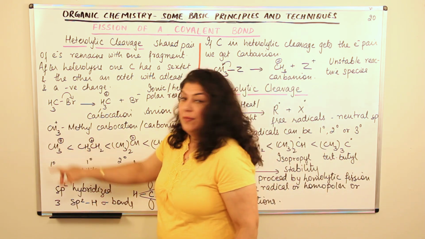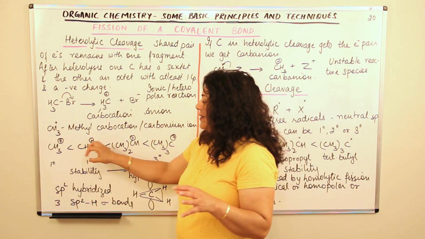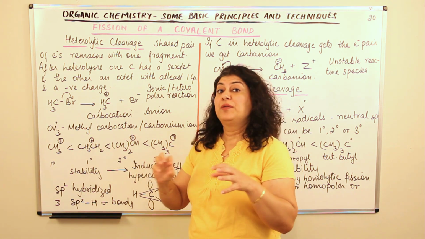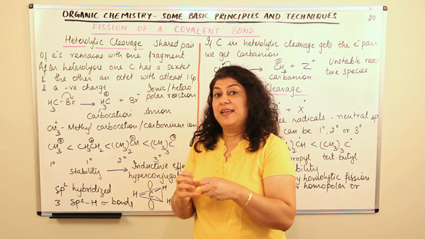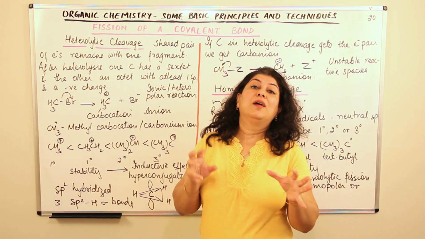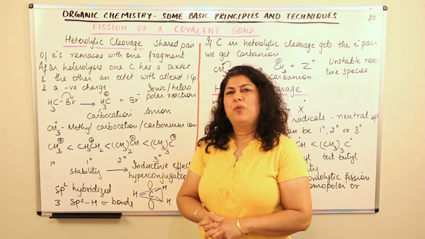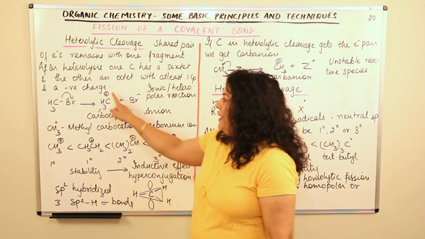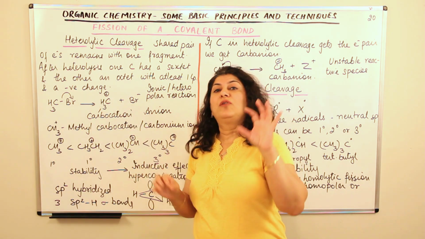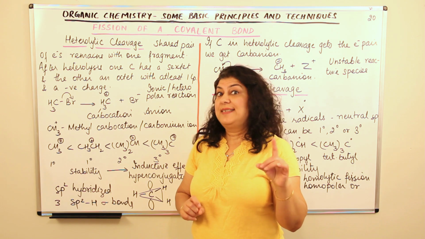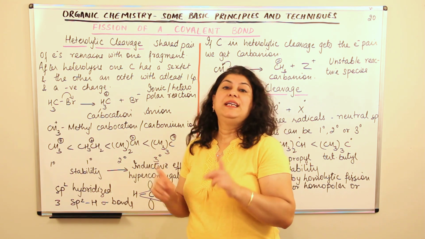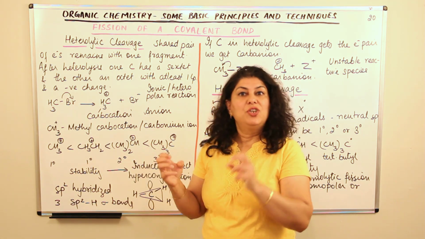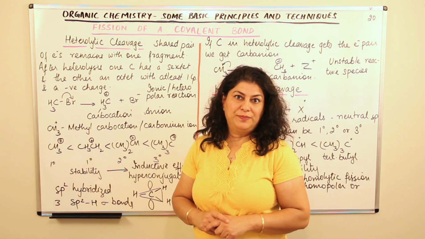What do we see here? As the number of methyl groups attached to the alpha carbon, the carbon bearing the positive charge, keeps on increasing, the more stable the carbocation is. What is the importance of its stability? Why do we care about its stability? Any ion or any product of a reaction that is stable would be formed easily. The more stable the product is, the more are the chances of formation of that product.